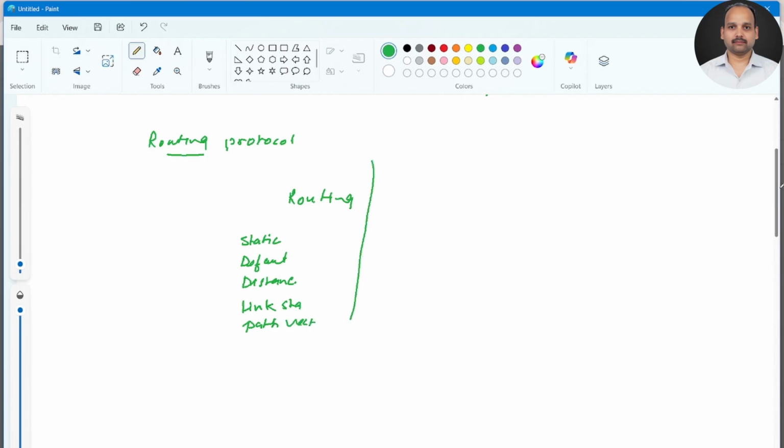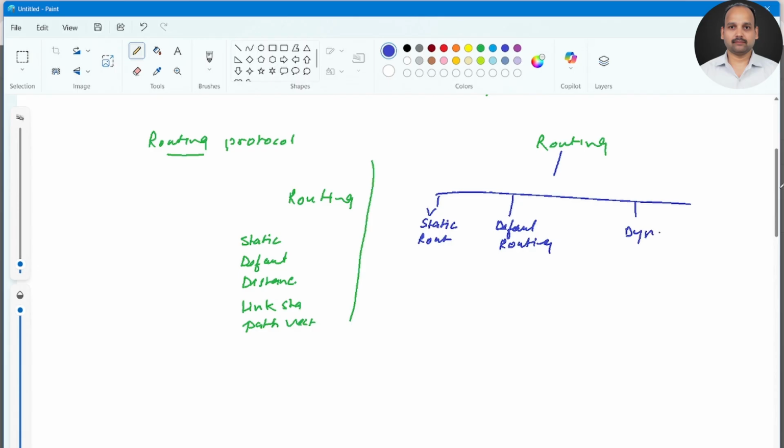Also, by the process, routing is defined in a different way. So routing is defined in four things. That one, that is static routing, default routing, and dynamic routing.